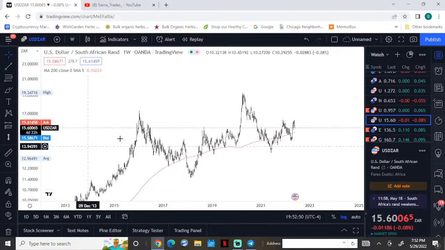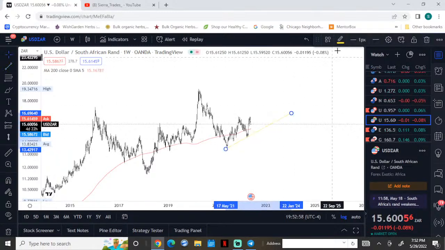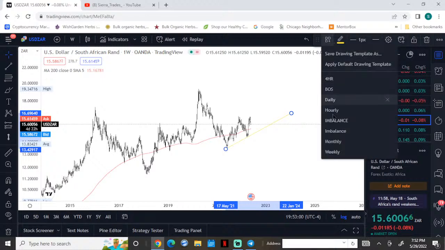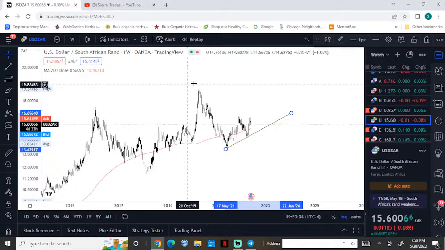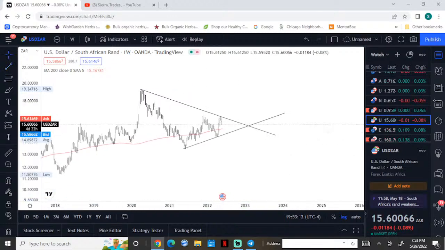All right, what we got? I'm seeing a monthly trend line that I am going to mark because I like how it looks. And I do believe I see another one over here. Yes, I do. As well as a double top.